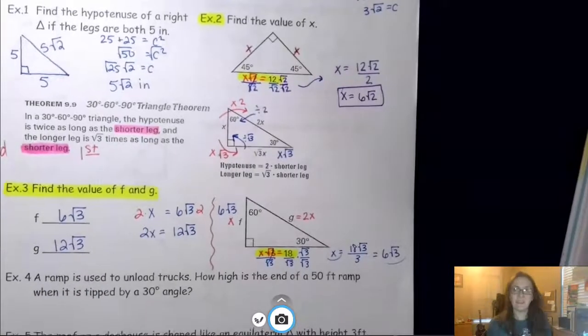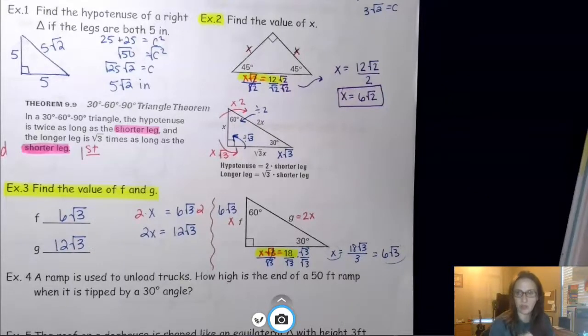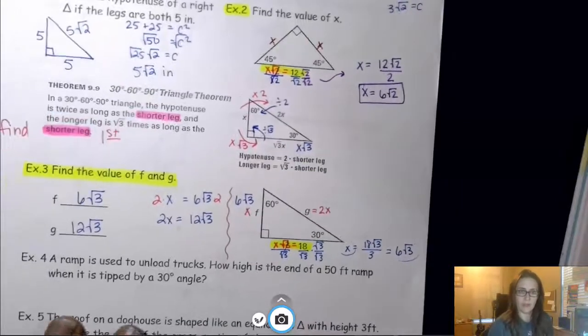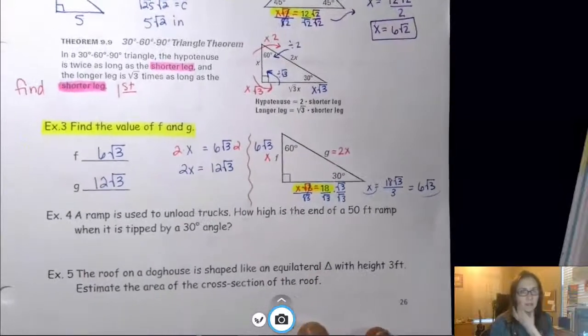These are some of my favorites. I like these. You just have to remember what the setup is and what you have to do to get to the other point. What do you have to do to get to the leg, the shorter leg, or the hypotenuse, and do those steps. Pause, rewind this, go back over this if you need to watch the video again. Here we're going to do some examples.